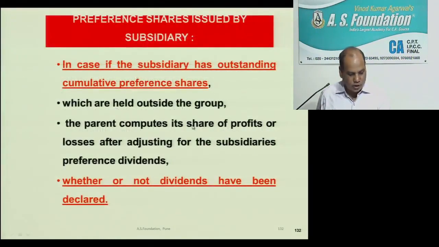Now one more adjustment they are going to ask you. Preference share. Whose preference share? Subsidiary. Now the subsidiary can issue two types of preference share: cumulative, non-cumulative. What is a non-cumulative preference share? Have you heard of non-cumulative? When did you hear? I have never told you. 12th standard. Acha, 12th. Explain. Arrears of dividend will not be paid.